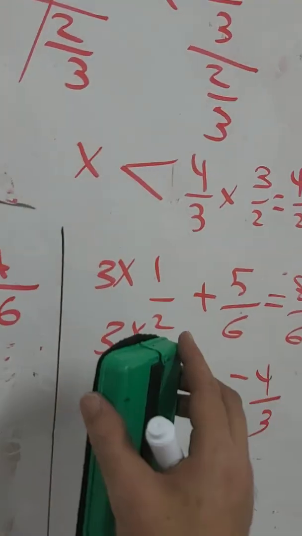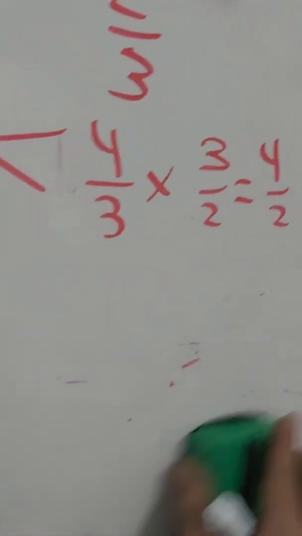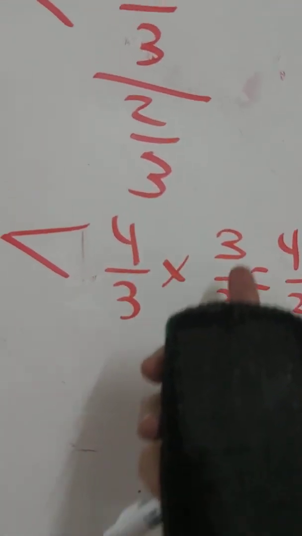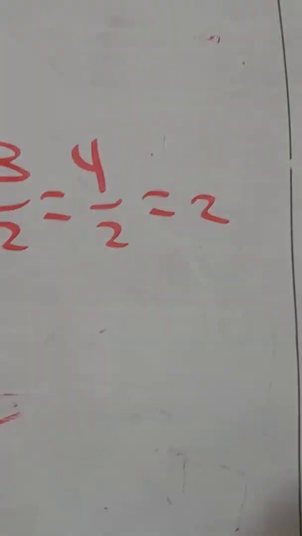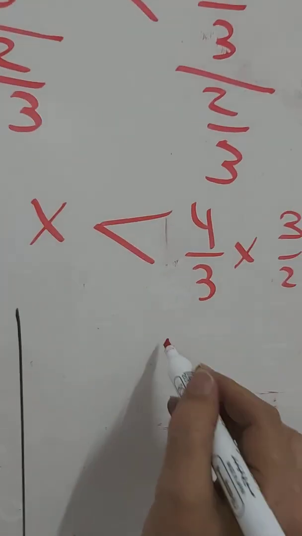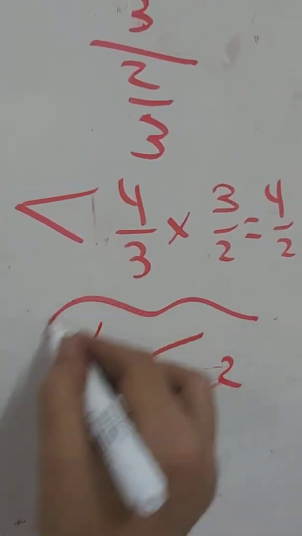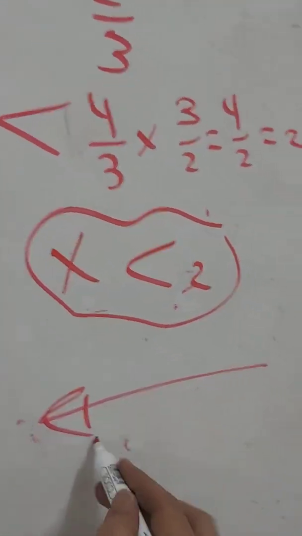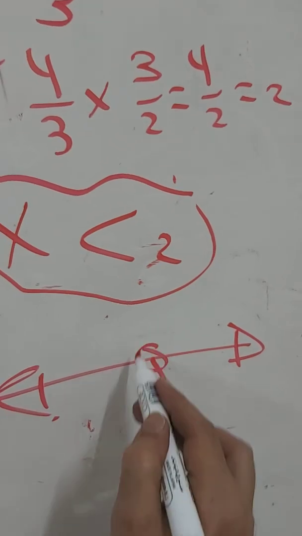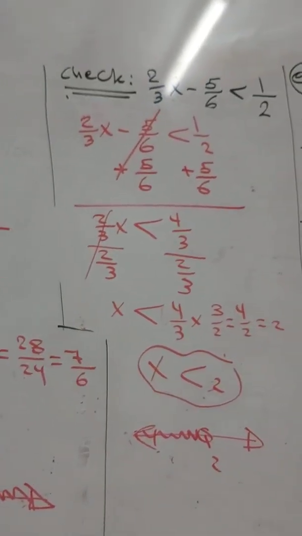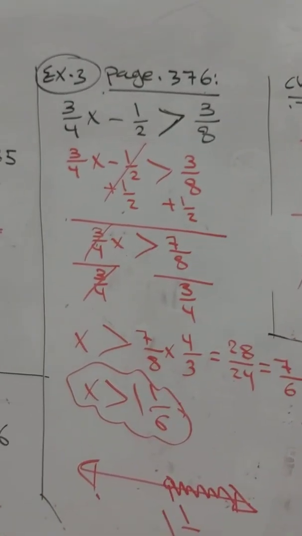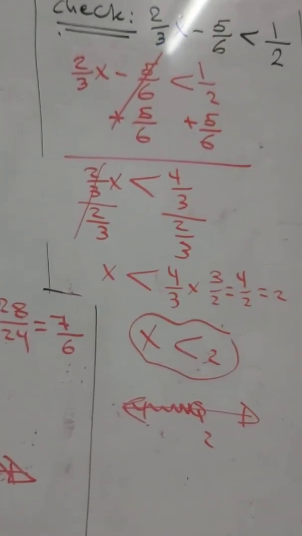Now I don't need the extra calculations here. We can cross the 3 with the 3 or multiply to get 12 over 6, which is 2. It's the same. So x is less than 2. Now I can graph it easily. This is 2, open circle to the left. This is the check after example 3 on page 376.